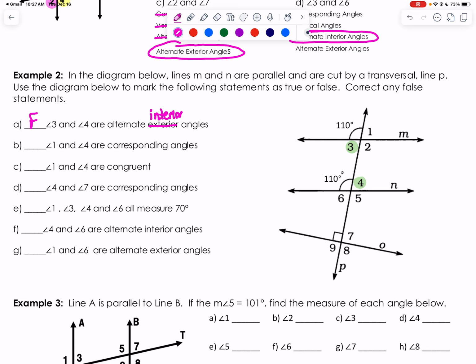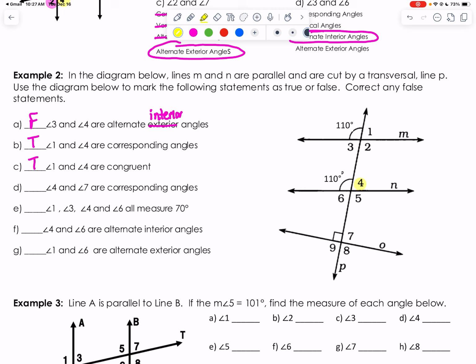All right, next statement. Angle 1 and angle 4 are corresponding. Corresponding means matching corners. So let's see if angle 1 and 4 are matching corners? Indeed they are. So that statement was true. So we don't need to correct anything. All right. Angle 1 and angle 4 are congruent. Well, that's also true because corresponding angles are always congruent. All right. Angle 4 and angle 7 are congruent.